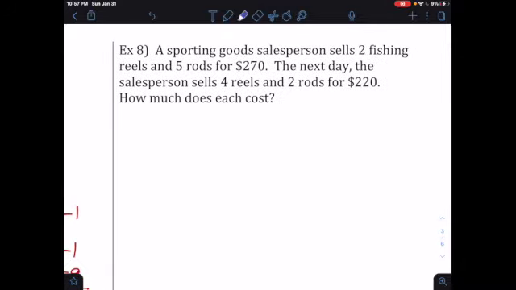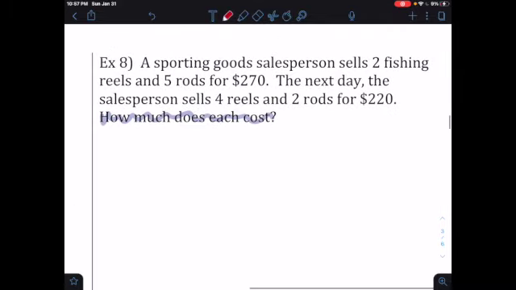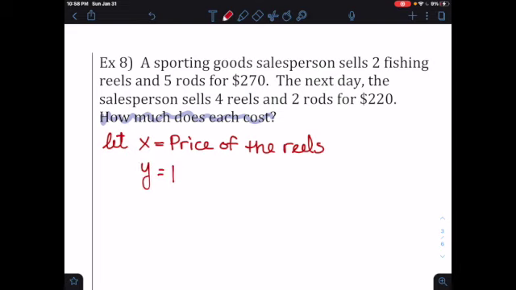Now, usually the last sentence tells you what you want to do. One thing I expect to see is that you use letters to decide what each thing means. In this case I would say x equals how much each costs. So x equals the price of the reels, and y equals the price of the rods, because usually the last sentence tells you what they want you to find.